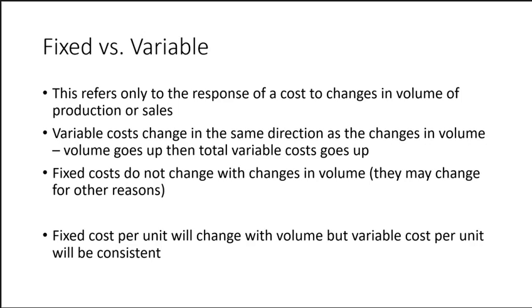Now, a little twist on how to think about this. If your cost is fixed, like rent, $1,000 a month, and you make 500 units of your product that month, that's $2 per unit. If instead you make 1,000 units of your product that month, that's only $1 of rent per unit. Because the amount of rent itself doesn't change. The total amount of rent doesn't change.